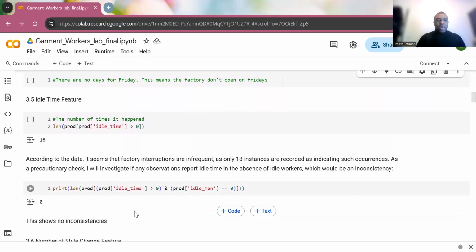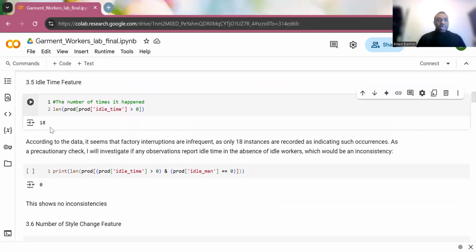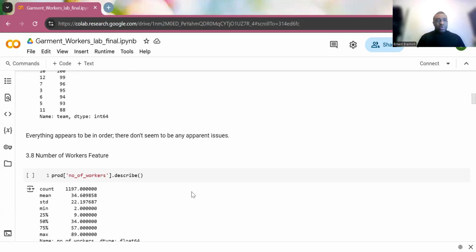So the idle time was 18 times the factory shut down for idle time. But were there idle people while they were working? To check if the data set makes a lot of sense: idle men, when they were working, was there idle time? The answer was zero, which means there's no inconsistency, because if people were working and it says idle time, then they have a problem with the data set. Like I said, I don't want to make the video so long.